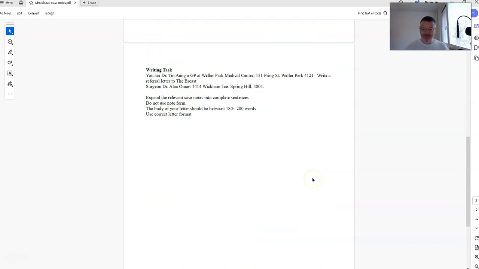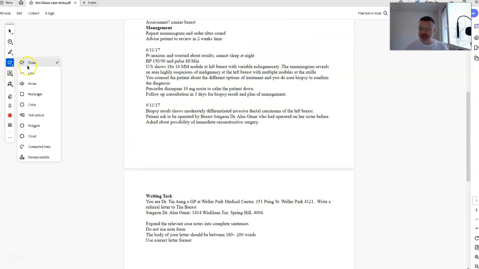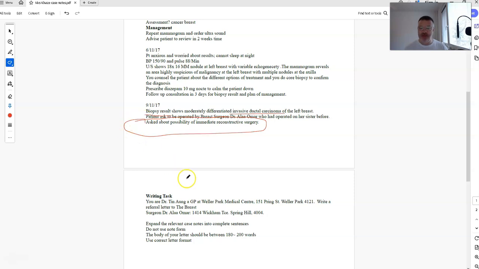So go to the task first, as always. Referral letter to the breast surgeon. So I'm writing to a surgeon. Okay. And what are we doing precisely? So we've got a biopsy result, carcinoma, so possibility of immediate reconstructive surgery. Although it doesn't actually say urgently, write an urgent letter, we can get that from the context, right?